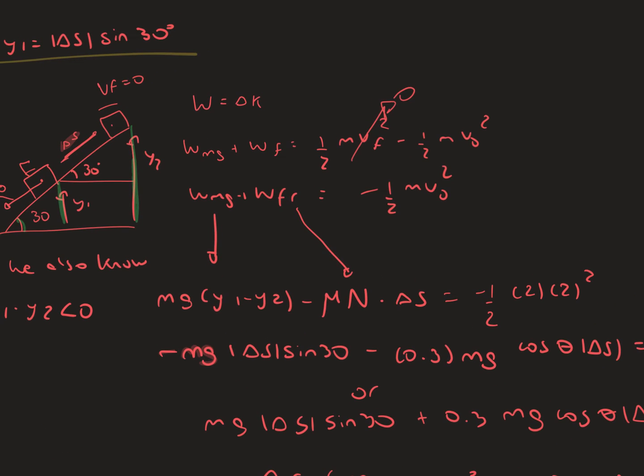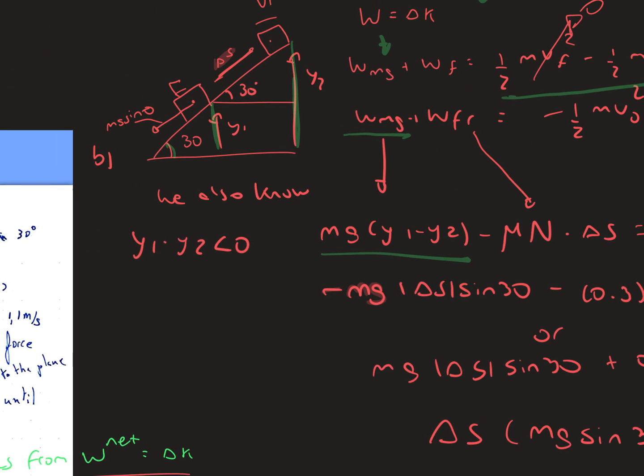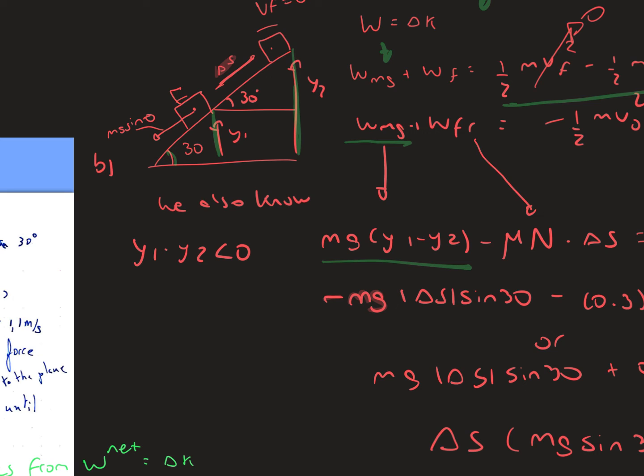We start from simple algebra, being that the work equals the delta K. We can expand this into the work of weight plus the work of the friction equals delta K, which is expanded into this. As we proceed with the equation, we can say that the work of the weight is equal to this. And that's why it was important to say that y1 minus y2 is going to be negative, because it's going to come into effect right here. It's going to come in handy.